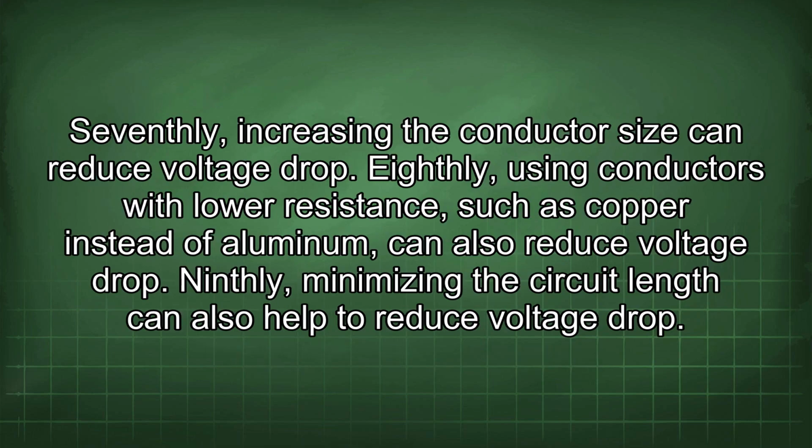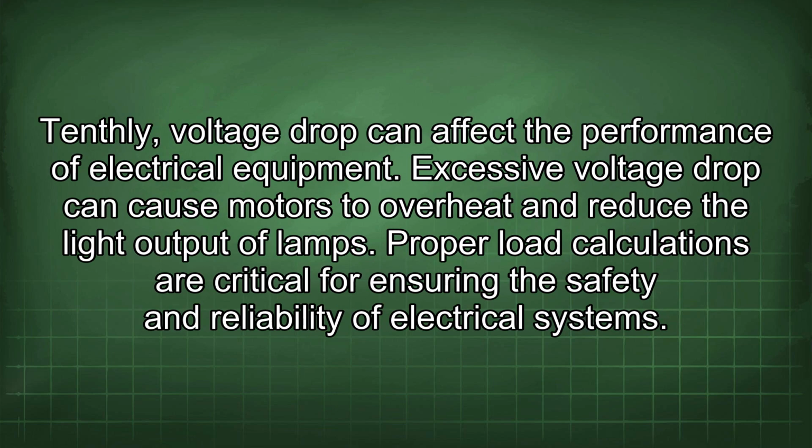Seventhly, increasing the conductor size can reduce voltage drop. Eighthly, using conductors with lower resistance, such as copper instead of aluminum, can also reduce voltage drop. Ninthly, minimizing the circuit length can also help to reduce voltage drop. Tenthly, voltage drop can affect the performance of electrical equipment. Excessive voltage drop can cause motors to overheat and reduce the light output of lamps.